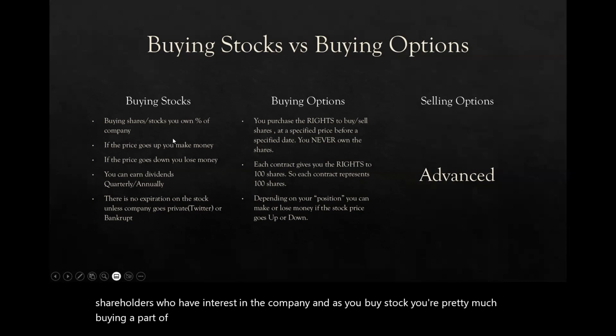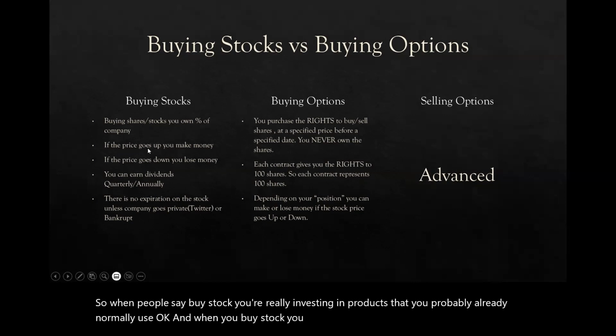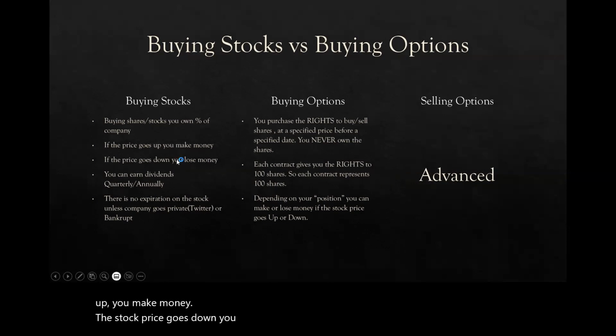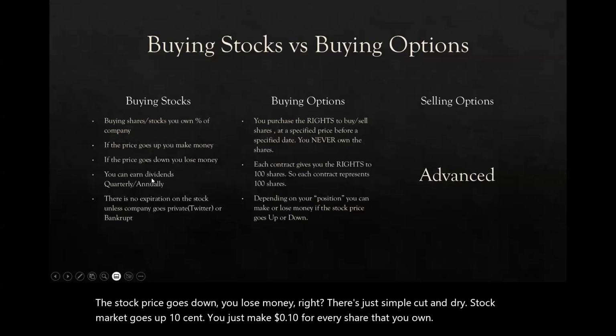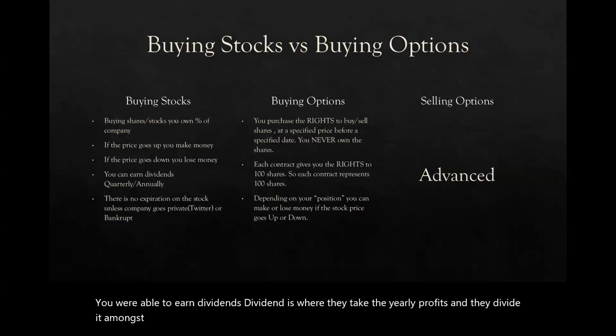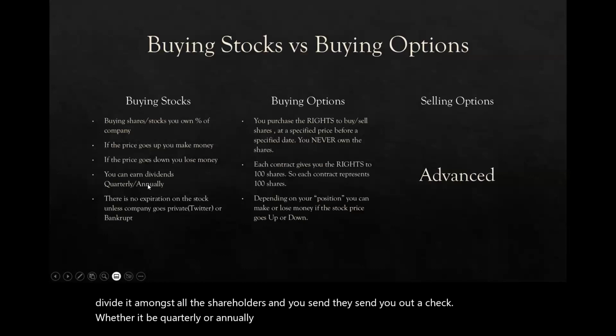So when people say buy a stock, you're really investing in products that you probably already normally use. And when you buy stock, if the stock price goes up, you make money. If the stock price goes down, you lose money. That's just simple, cut and dry. If the stock goes up 10 cents, you just made 10 cents for every share that you own. Some stocks also let you earn dividends. A dividend is where they take the yearly profits and divide them among all the shareholders, and they send you a check, whether quarterly or annually. Some do it every 3 months, some do it once a year. And that's the benefit of owning stock.